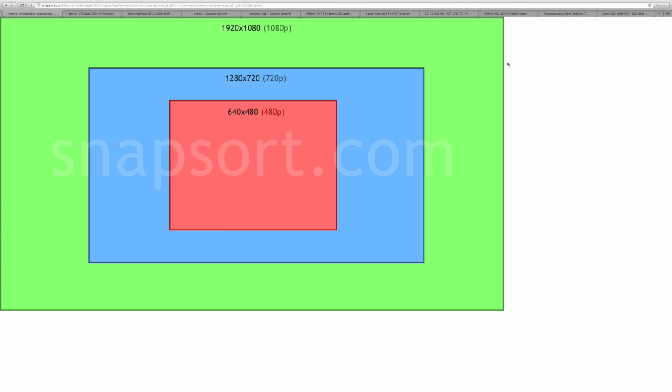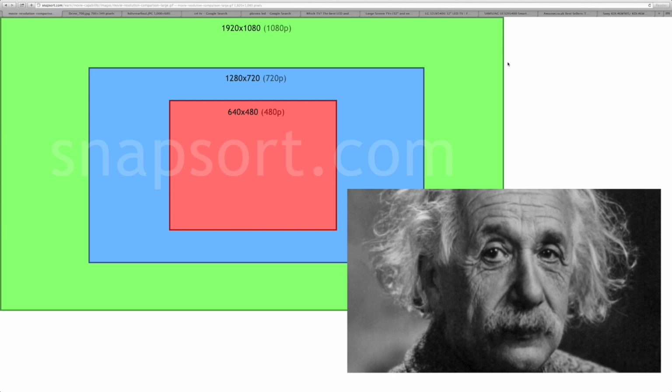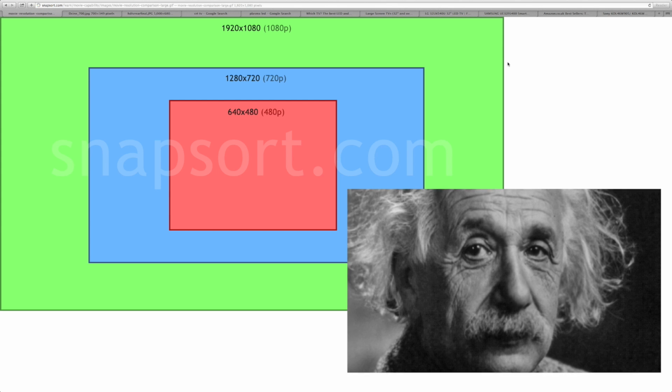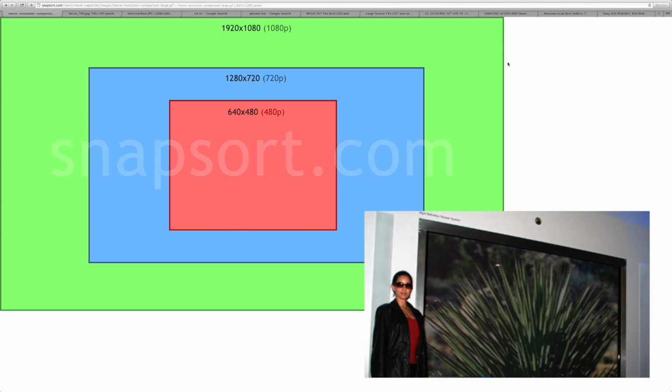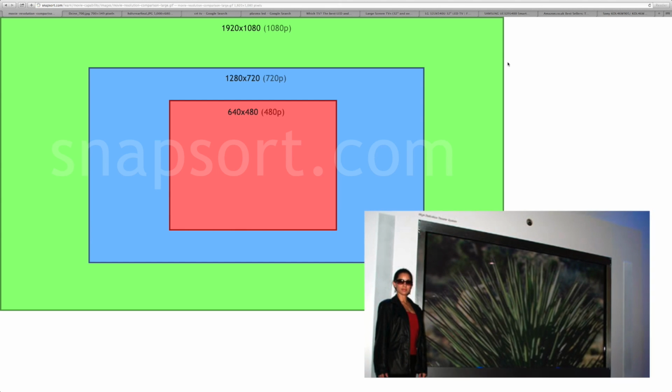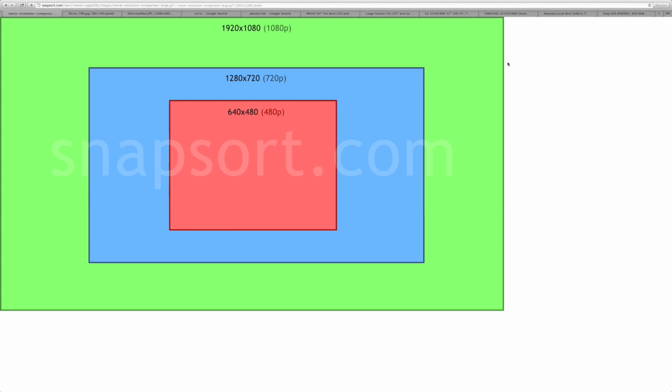I'm going to assume you know nothing about HDTVs, or you want to just upgrade and you want to kind of make sense of the new features that are out there. Okay, so let's get started. First up, have a look at this, okay? This is our starting point.